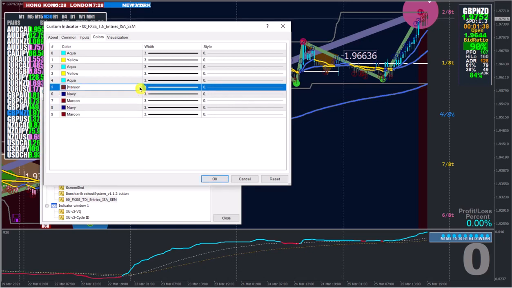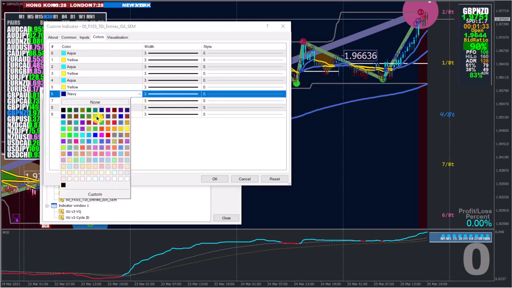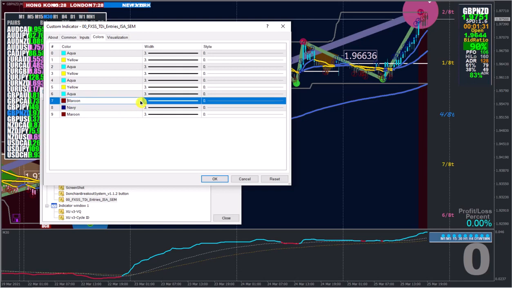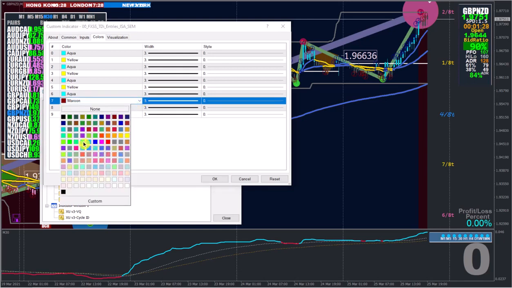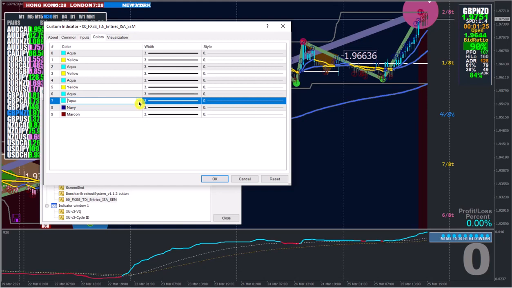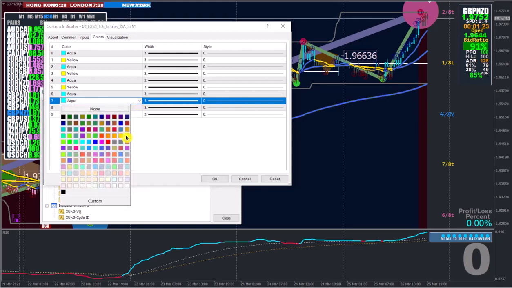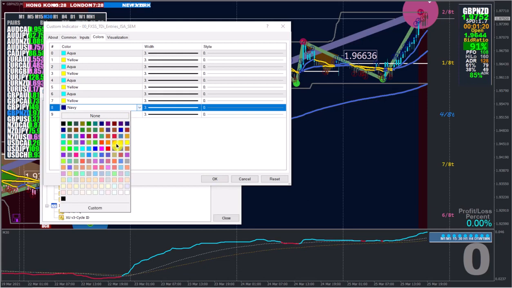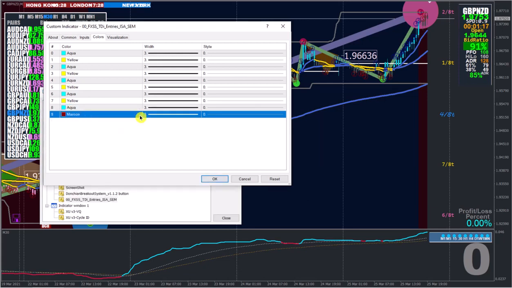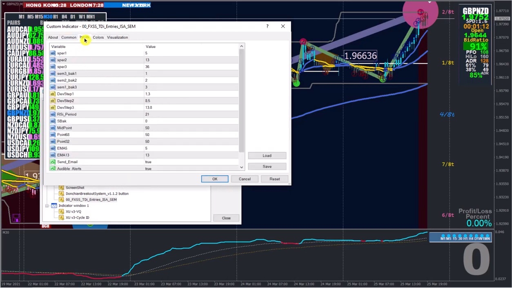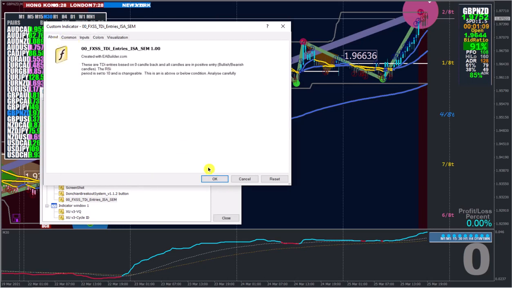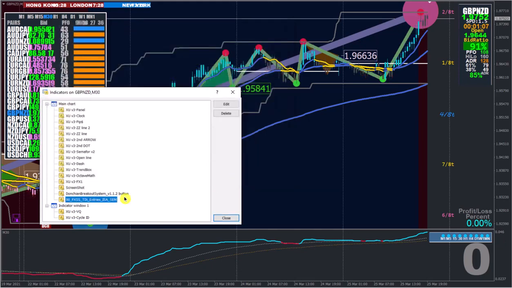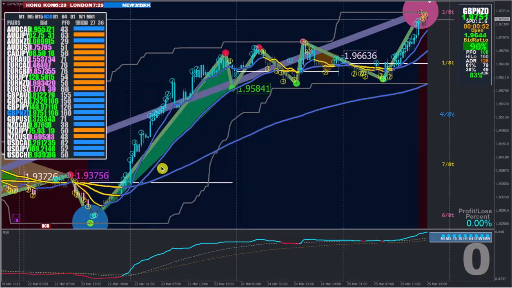Aqua, yellow, aqua, yellow, just to see it better. Aqua, yellow, no, yellow, sorry. Yellow, aqua, yellow. Okay, there we go. That's us. There we are. Much better.